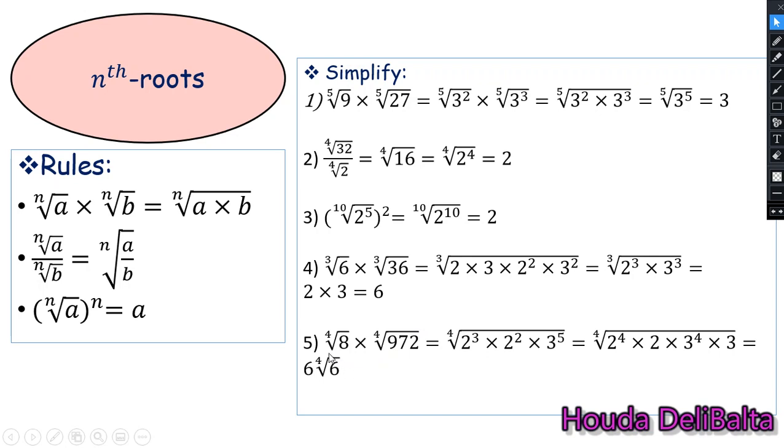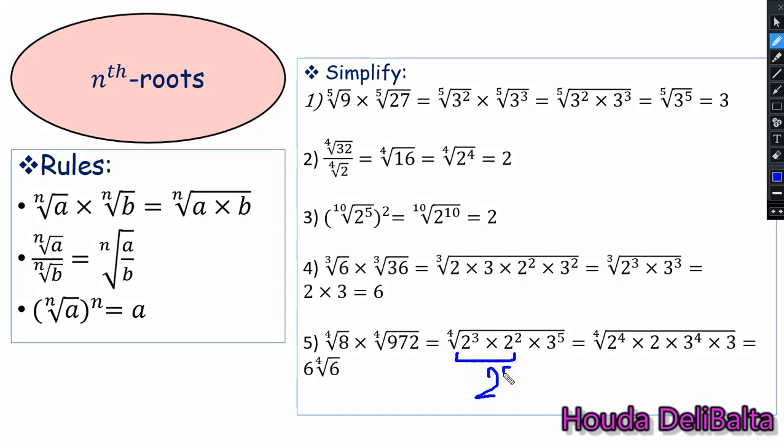And here I have fourth root of 8 times fourth root of 972. 8 is decomposed into 2 cubed, and this number is decomposed into these. Now 2 cubed times 2 squared is 2 to the power 5. I need 2 to the power 4, so I keep 2 to the power 4 and 2 to the power 1 beside it. Okay, so these give me 2 to the power 5.